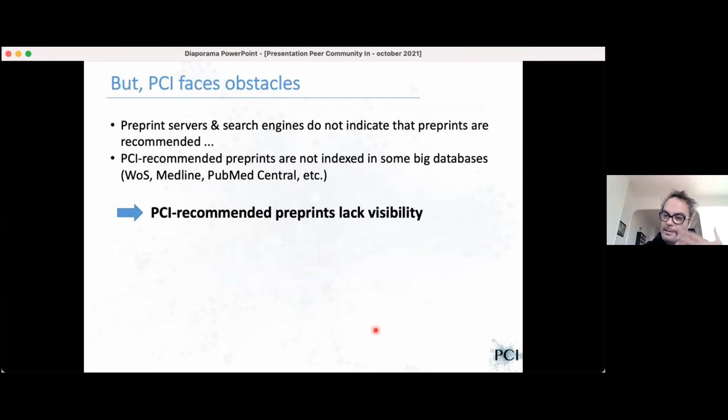But this is not so nice, okay? This system is not working so well, and we face problems and obstacles. The main problems are the following. The preprint servers, the search engines, they do not indicate clearly that the preprints are recommended, and this is a problem. The PCI recommended preprints are not well indexed in some big databases. For instance, they are not indicated in the Web of Science, in Medline, in PubMed Central, etc. So we have a big problem of lack of visibility, and this is a problem for the scientists themselves.